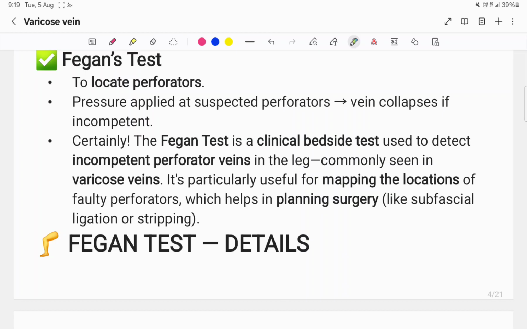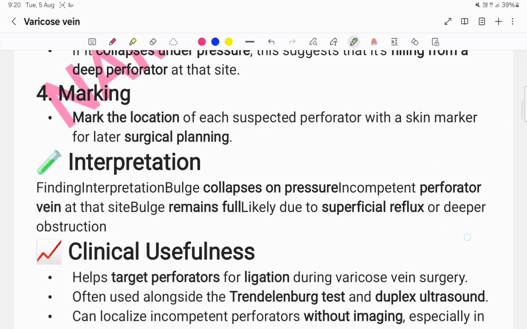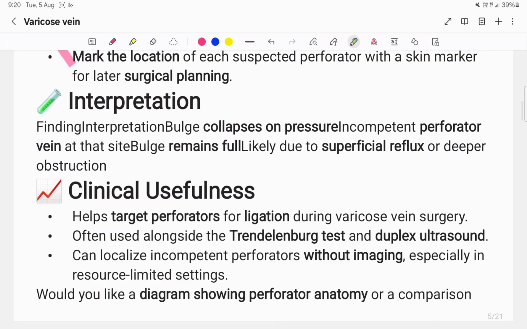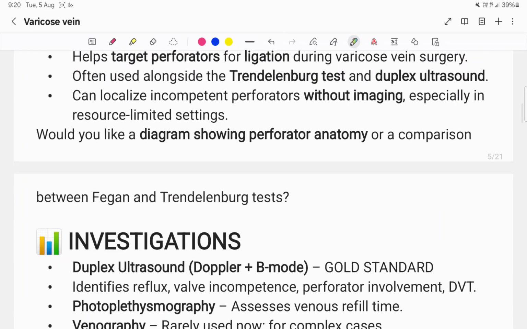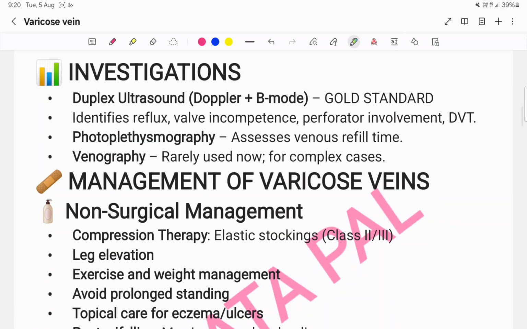Now the bulge should not diminish, as the perforators are closed, the blood cannot go from superficial to deep vein and the ballooning remains. But if the ballooning vanishes, then it indicates perforators are incompetent. We have already discussed the interpretation, so I am skipping it.